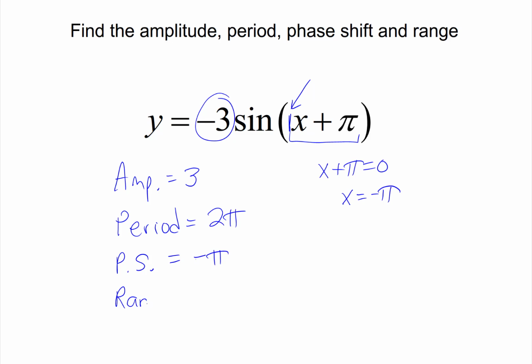And then our range is going to be, well, it's not shifted vertically, so it's going to oscillate about 0, and it's going to go down first, but it's going to go as low as negative 3 and as high as 3. So that range is going to be from negative 3 to 3.